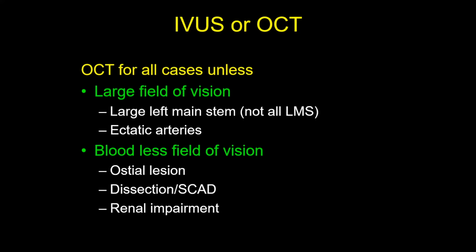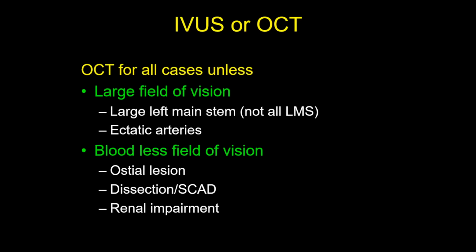But if it's a large left main stem or even an ectatic artery or ectatic segment of RCA, you might not be able to see it or to clear blood from it. The second thing, when you cannot or you don't want to achieve a bloodless field of vision, if it's an ostial lesion, you will not be able to clear it. There are some techniques that you can use. You can even use a GuideLiner, and you might be able to get some image through the GuideLiner. But I would say there's no need to be hardline, and you can use IVUS in that situation.